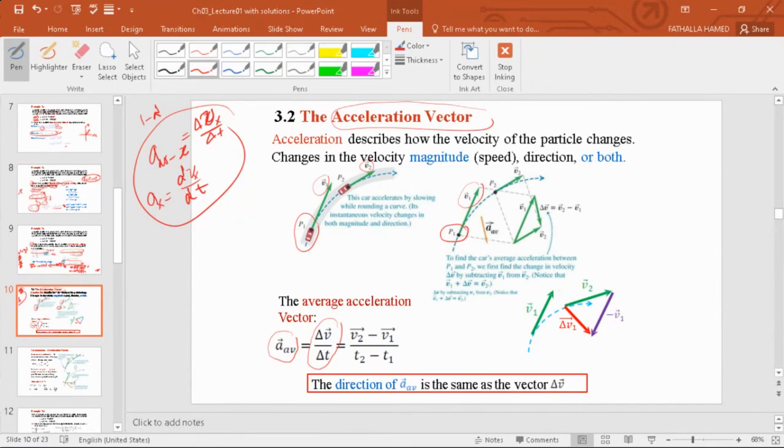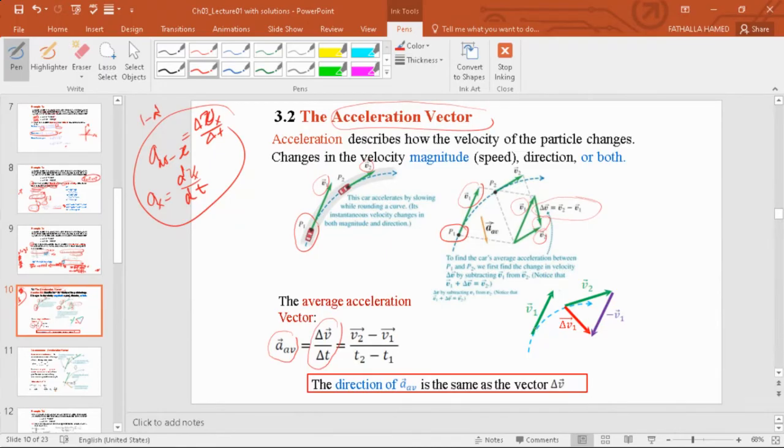So if I want to get v2 minus v1, I can bring this vector here, so they are tail to tail. This is your v1, and this is v2, but you want to get v2 minus v1, so you put the arrow of delta v pointing toward v2 to get v2 minus v1, and that basically gives you your velocity vector. That's another way.